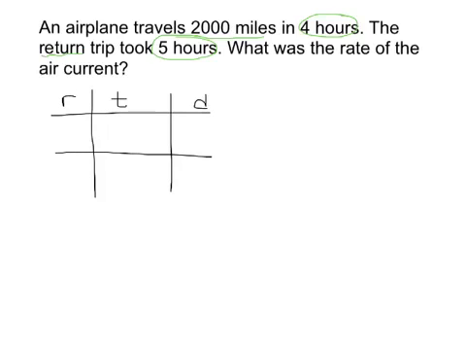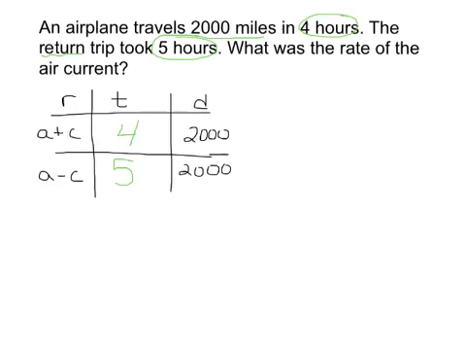In this case, I could say that my rate is going to be the airplane plus the current and the airplane minus the current. Now here, you need to think about where things would apply. If it's the rate of the airplane plus the current, the rate's going to be higher and it's going to be traveling faster, which means the time should be less. So I'm going to choose to put the 4 here and then the 5 here. The faster time should go with the plus sign, the slower time should go with the minus sign. The distance in each direction is going to be 2,000 miles.